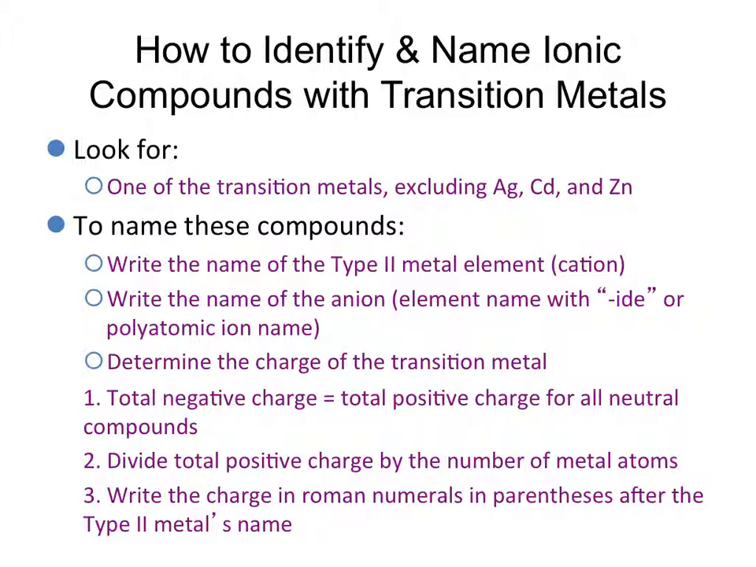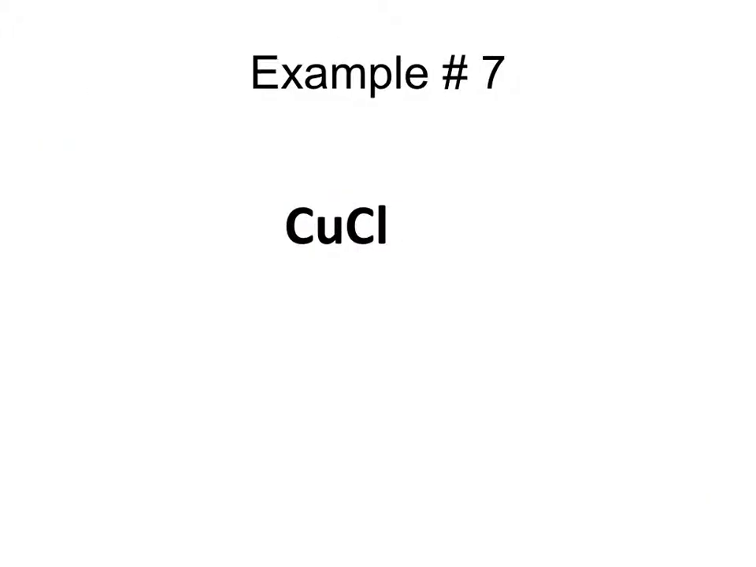We're going to find out the total negative charge, which will be equal to the total positive charge in all neutral compounds. We'll divide the total positive charge by the number of metal atoms in the chemical formula. And then once we determine the charge, we'll write it as a Roman numeral in parentheses after the type 2 metal's name. So in example 7, I have a binary ionic compound.